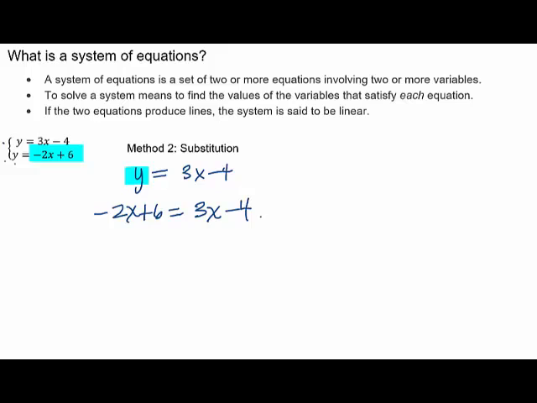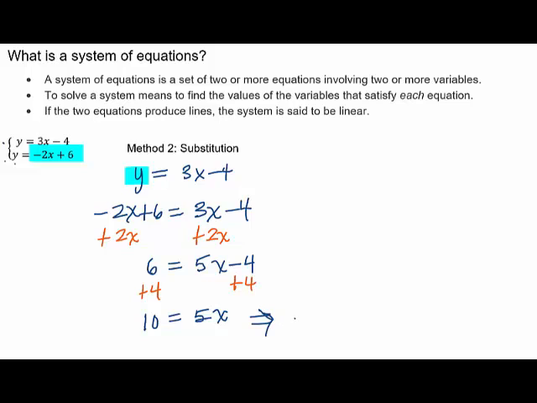All of a sudden we have one equation that has only x as the variable, and we can solve this and find the x coordinate of the solution. So we'll add 2x to each side, and that gives us 6 equals 5x minus 4, and then add 4 to each side. So we have 10 equals 5x, and lastly divide both sides by 5, so we're left with x equals 2. And now we know the x coordinate is 2.